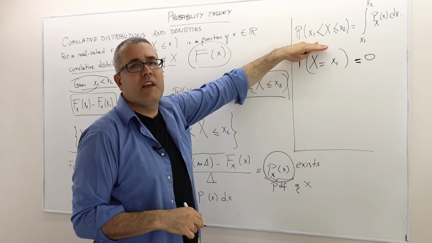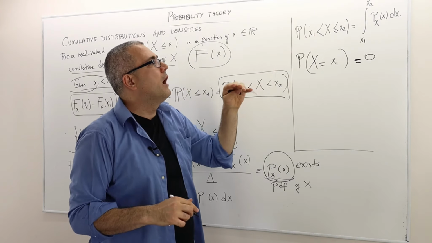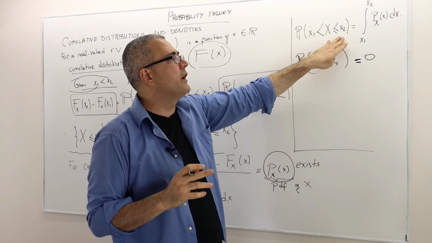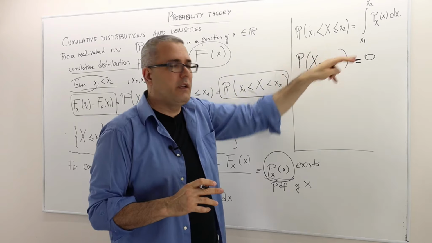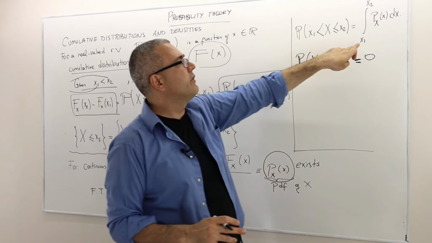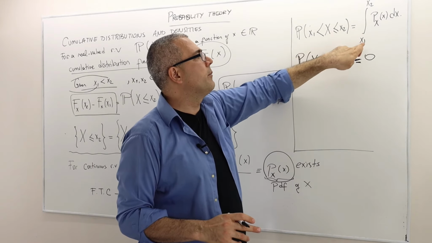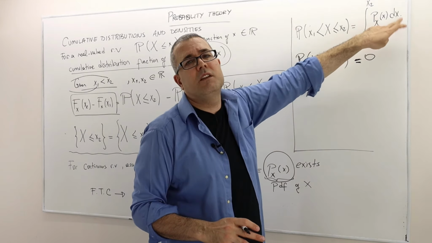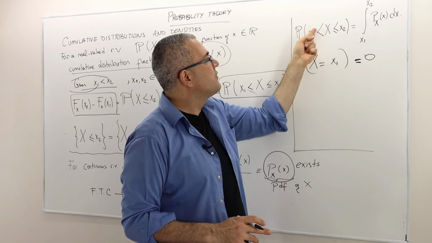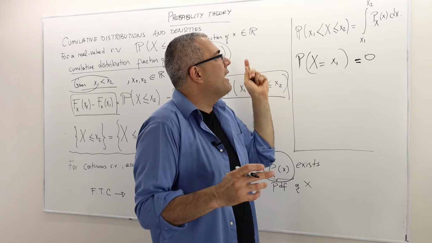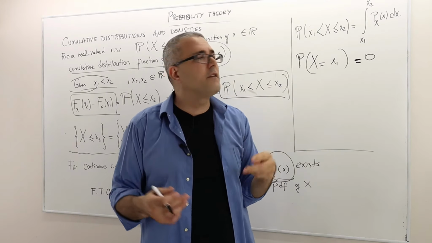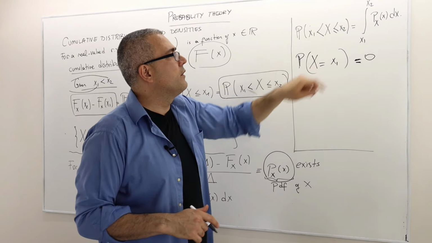But I can always write the probability of my random variable taking a value in some range between x1 and x2. Thanks to the fundamental theorem of calculus, this probability can be written as an integral from x1 to x2 of p(x) dx. The important point is the strict inequality, but again, if my PDF is continuous, this doesn't make any difference. Nevertheless, be careful.